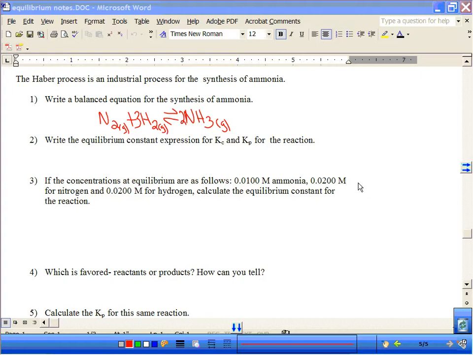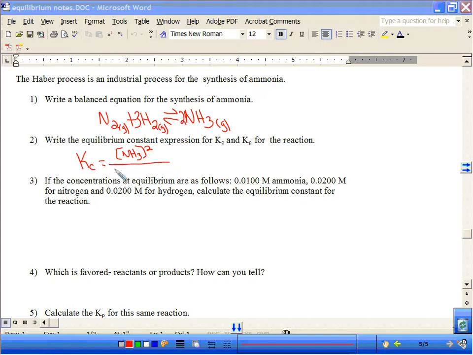So there's my nice balanced equation for that. Our next one says write the equilibrium expression for the Kc and the Kp for this reaction. Well, the Kc is written with brackets. It's always the products on top, so we're going to put brackets. We're going to put NH3. We're going to be raising that to the second power because we're raising it to its coefficient power.